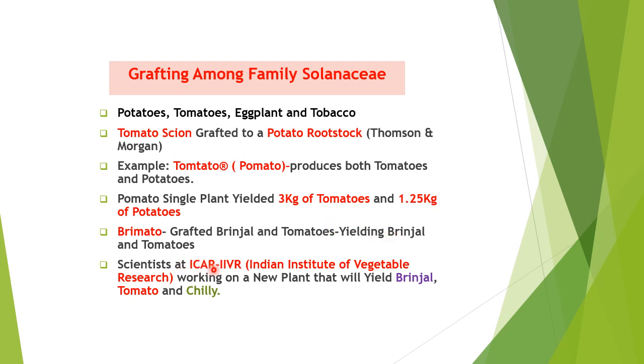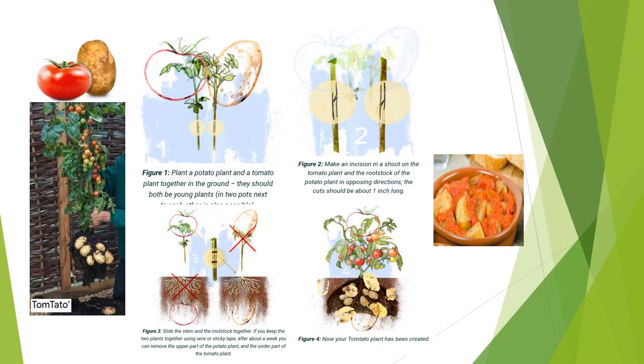Scientists at ICAR, Indian Institute of Vegetable Research, are working on a new plant that will yield brinjal, tomato, and chili. See, this is interesting. See, this is a tomato where the basal portion will produce the potato, and the upper portion produces the tomato. So how you graft it, this picture shows it, because these are the two plants.